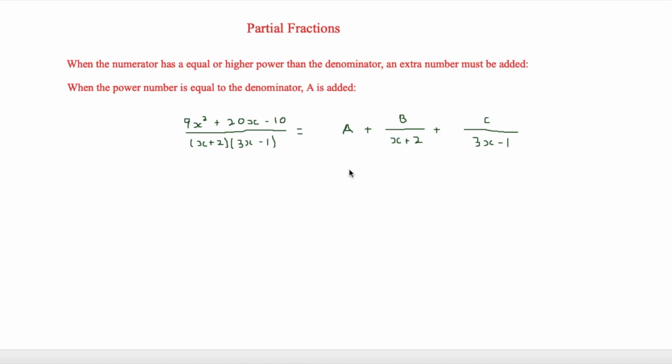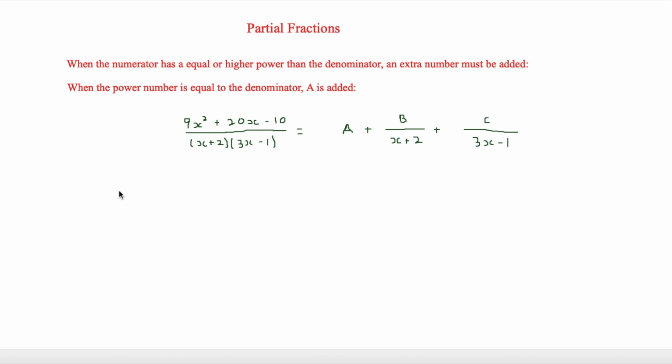So the next question again has another dimension to it, and when the numerator has a higher or equal power than the denominator, an extra number must be added, or an extra letter as well, you could say. But this one example shows that when the power number is equal to the denominator, this means that a is added. And you can see that this has x squared, and this also would have x squared if we expand the brackets. So therefore we have a plus b over x plus 2, plus c over 3x minus 1, and that is what we're going to put it into.